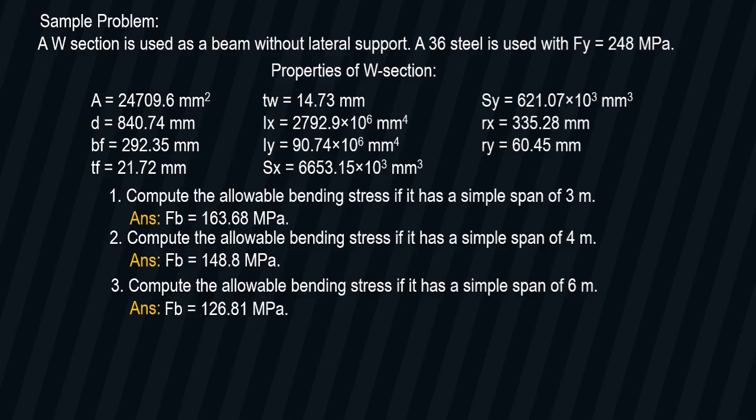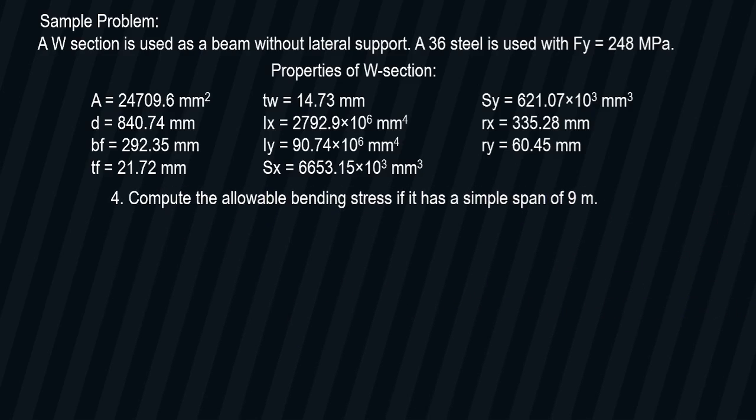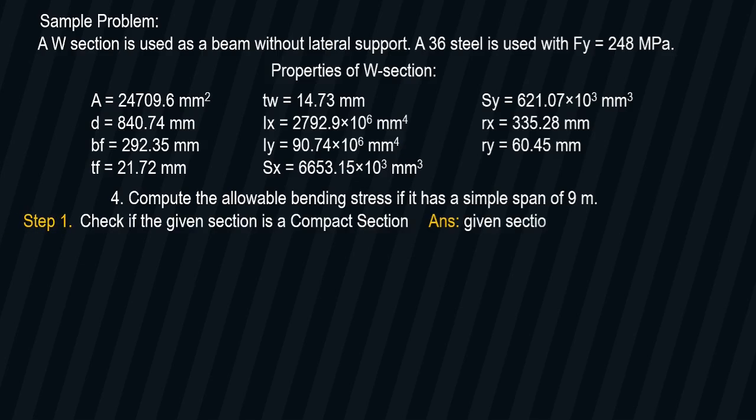So we are done with item number 3 in the previous video, and now we'll answer item number 4. We are to compute for the allowable bending stress if it has a simple span of 9 meters. Since we are using the same section from the previous videos, we will skip step number 1 because we already know that we are dealing with a compact section. So we will go immediately to step number 2, and that is to determine what case.